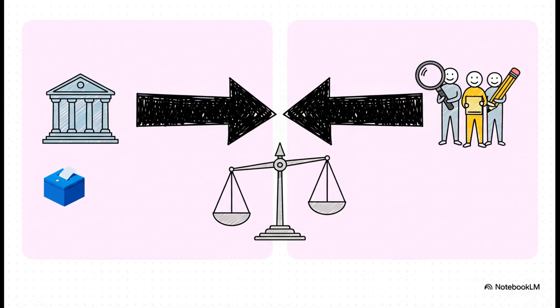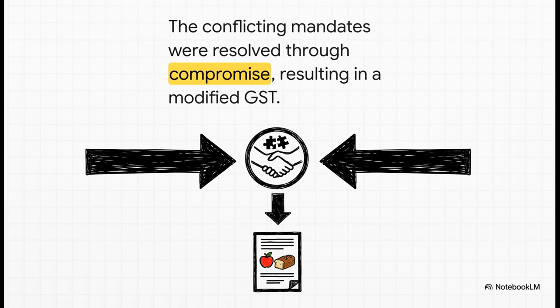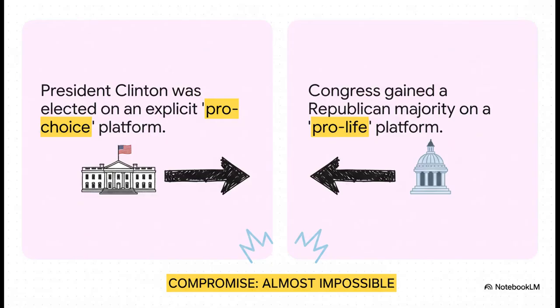So who's right? Well, in this case, the result was a compromise. They had to negotiate. The government got its big new tax, but the Democrats forced them to make major changes, like making fresh food exempt from the tax. The conflicting mandates actually led to a different outcome, one that many people argued was better and closer to what the public actually wanted. But it doesn't always end in a nice, neat compromise.